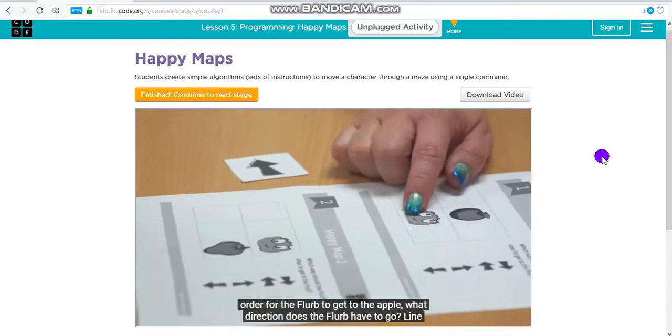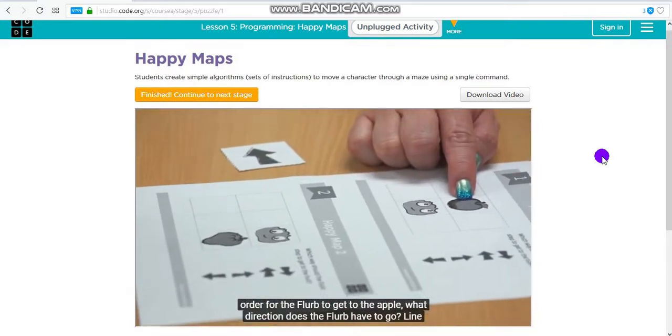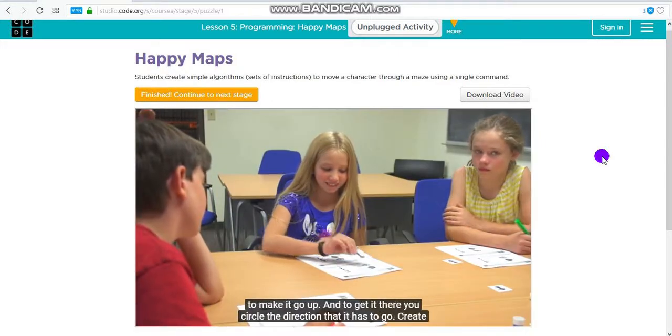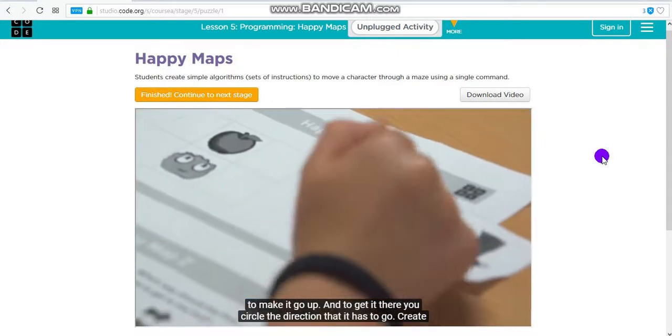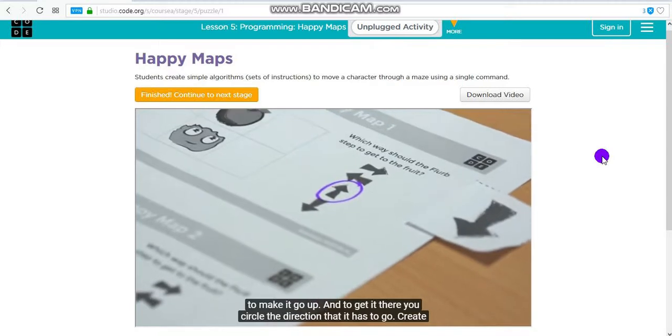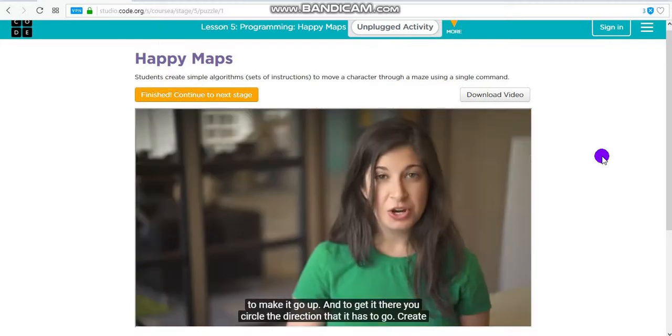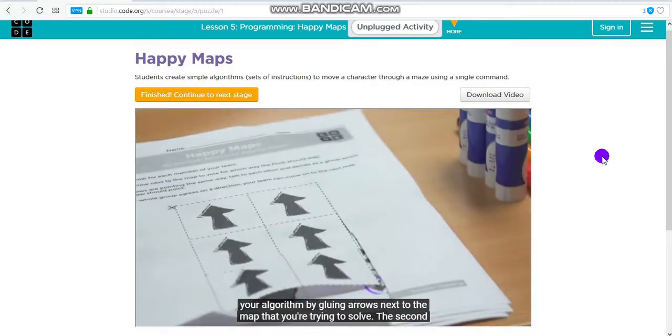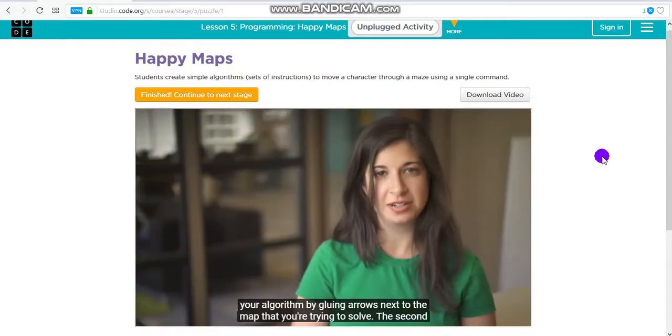In order for the flurb to get to the apple, what direction does the flurb have to go? Mine, you make it go up. And to get it there, you circle the direction that it has to go. Create your algorithm by gluing arrows next to the map that you're trying to solve.